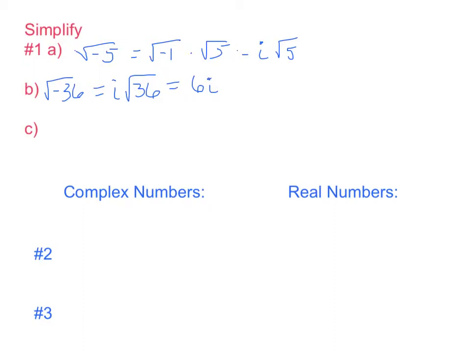Alright, and finally, try this one. This one's a little bit more saucy. The square root of negative 16 minus 2 times the square root of negative 49. Just simplify it one at a time.